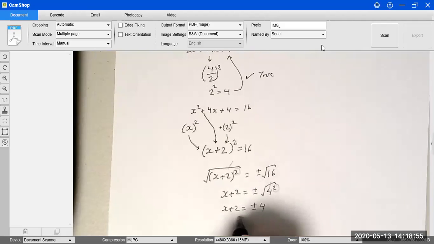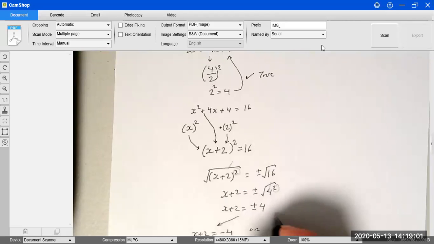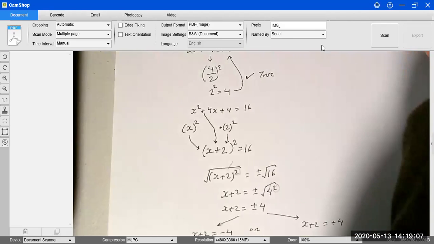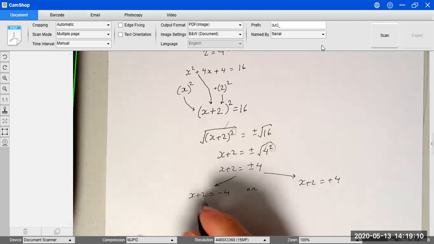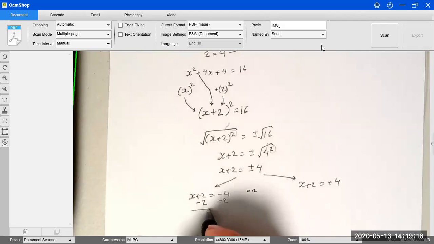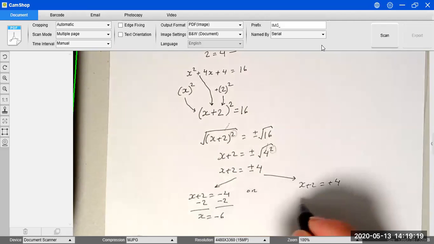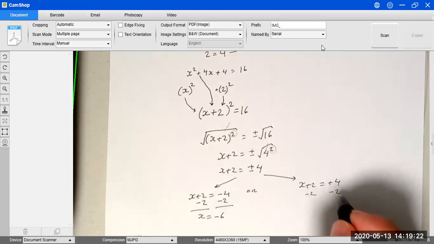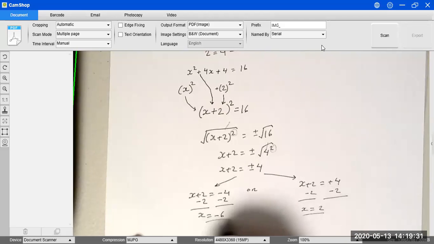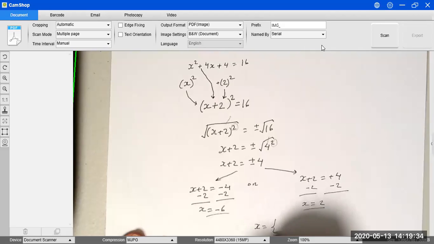So we have two equations. The first one is x plus 2 equals negative 4. And the second equation is x plus 2 equals positive 4. So now we finish this by solving for x. In this case, I'm going to subtract 2. So I'm going to get x equals negative 6. And here I'm going to subtract 2. I'm going to get x equals positive 2. So I find these two solutions. So I'm going to write this as negative 6, positive 2.